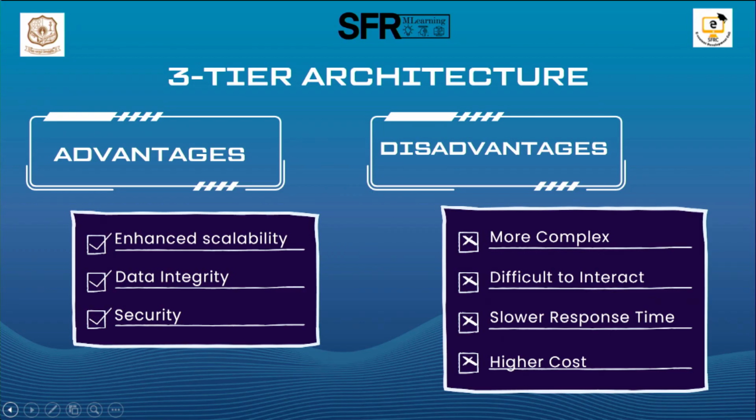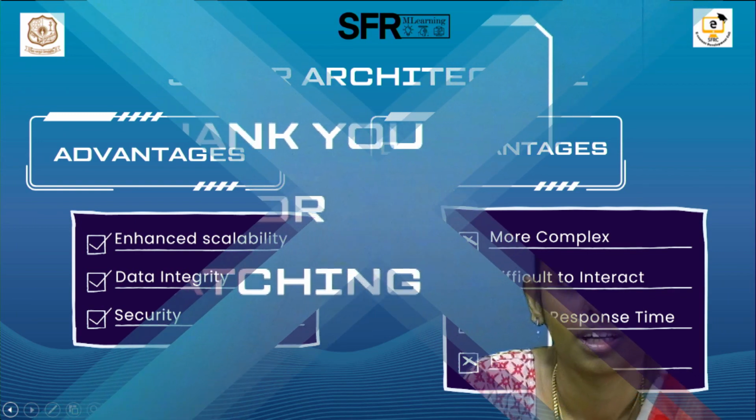Slower response time. Since the request passes through an extra layer, that is an application server, it may take more time to get a response compared to 2-tier systems. Higher cost. Setting up and maintaining 3 separate layers, that is client, server and database, requires more hardware, software and skilled people. This makes it more expensive.